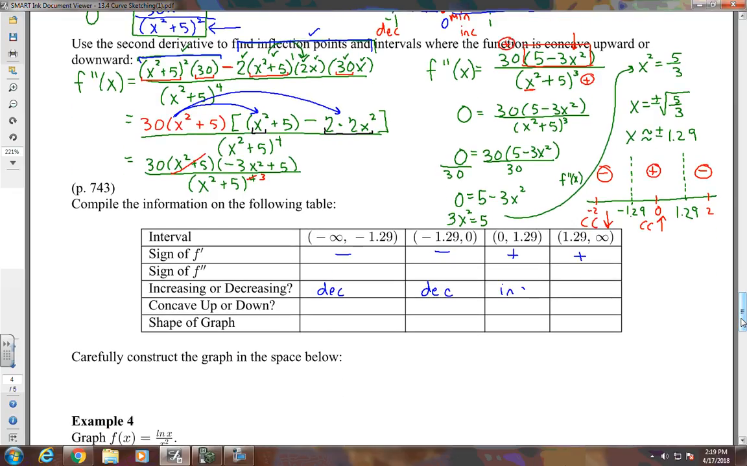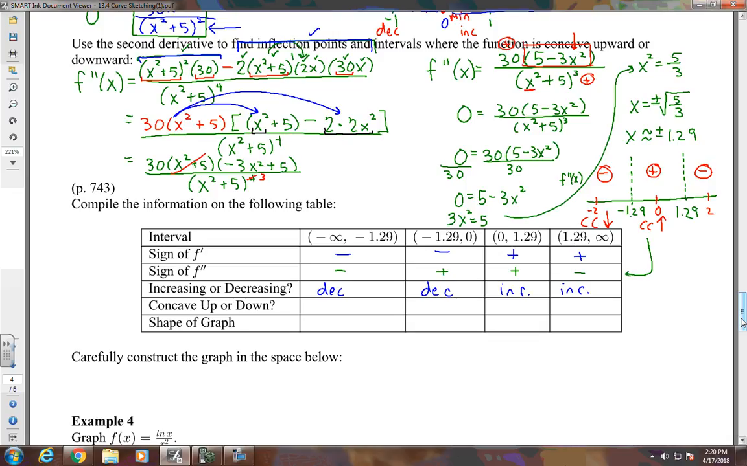So the graph is increasing. Looking at our second derivative, the sign graph we just discovered, it was negative from negative infinity to negative 1.29. Splitting it here in the middle to compare it to our increasing and decreasing, from negative 1.29 to 0, it was positive. And then on the other side there, also positive. And then finally, 1.29 to infinity, it is negative. Just transferring that information here.